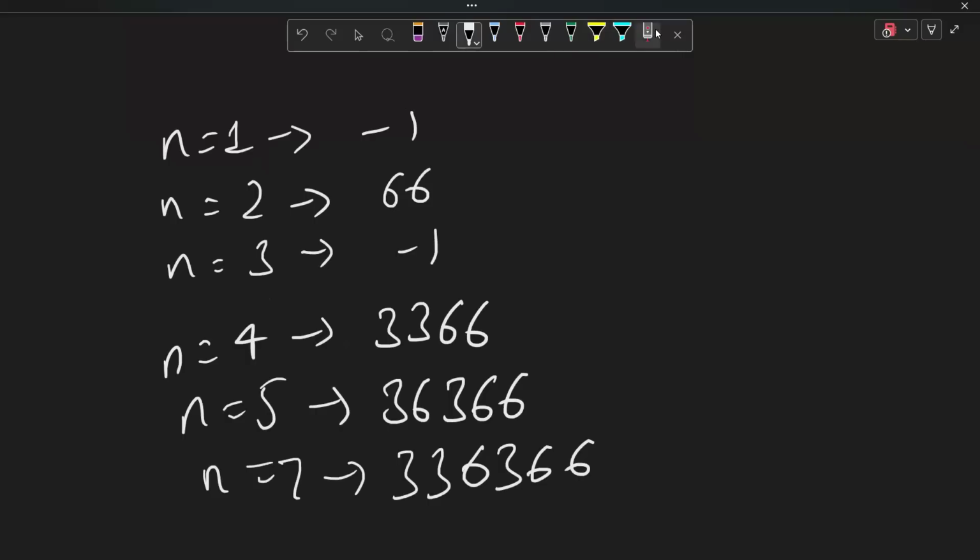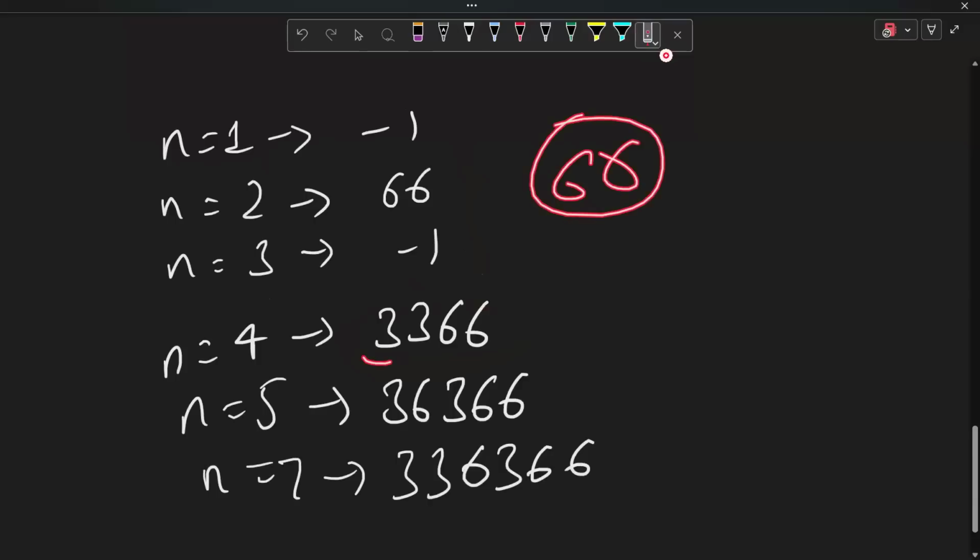Now, I hope you understood the first three cases. For n equal to 4, let's understand why this is our answer. For n equal to 4, you need to find the smallest 4-digit number such that it is divisible by 66, and we can use only 3 and 6. If you need to find the smallest, we would try to use 3 more.